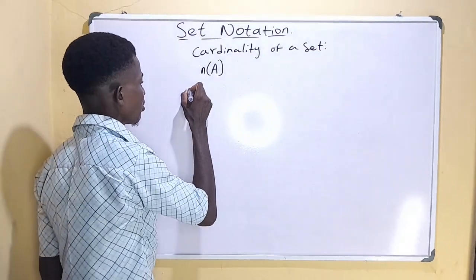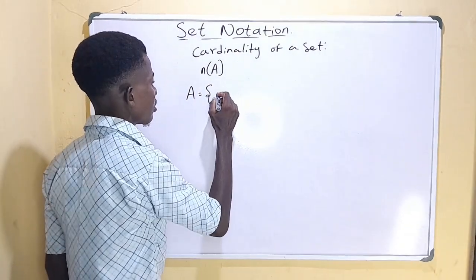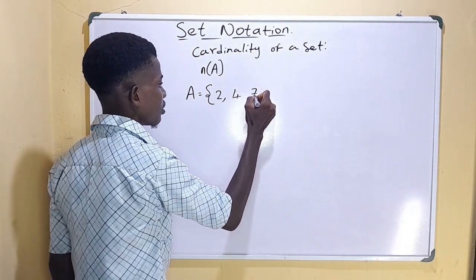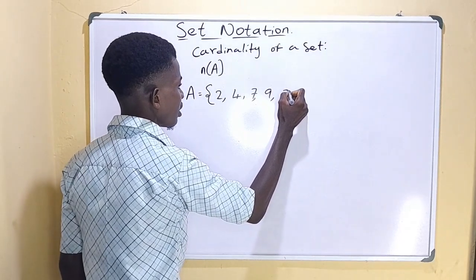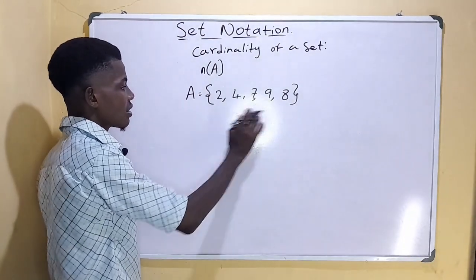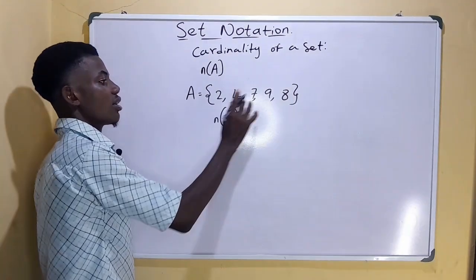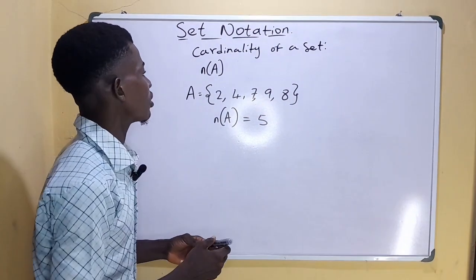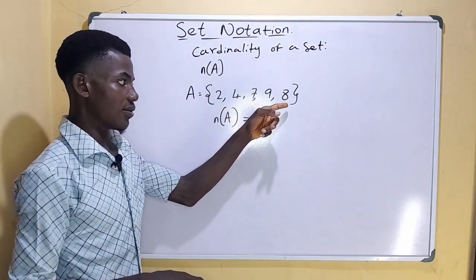Let's take an example. We say A equals 2, 4, 7, 9, let's say 8. Now, the cardinality of this set is equal to 5, because the number of elements inside the set A is 5.